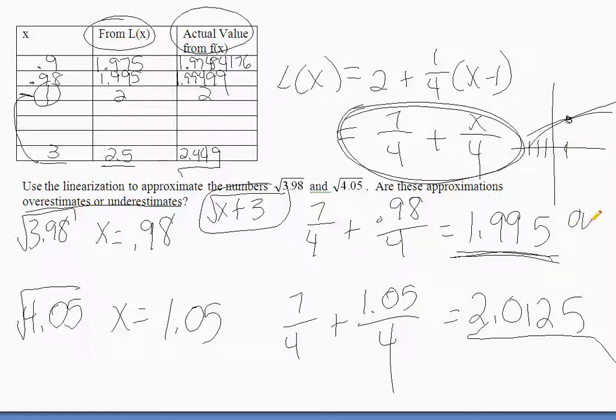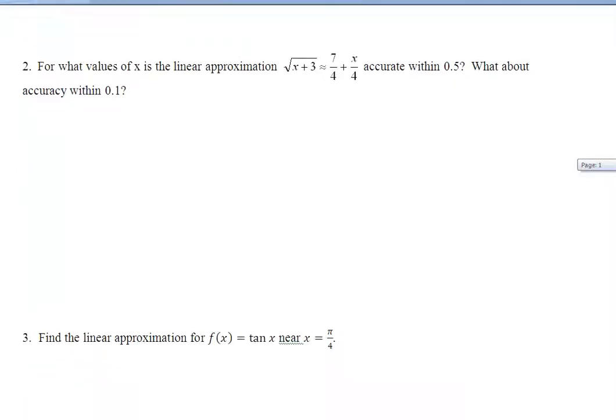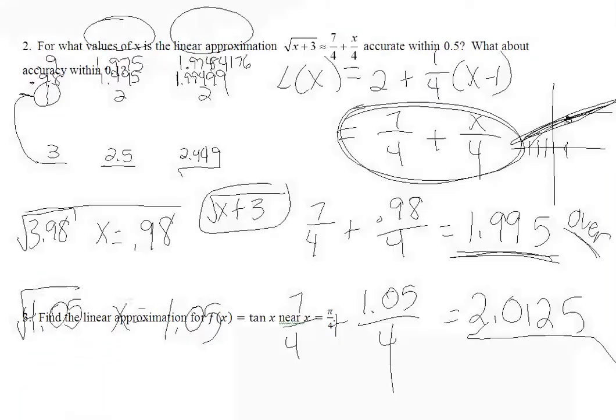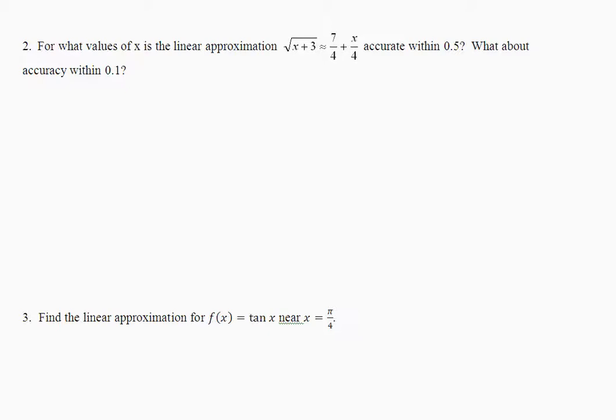Well, it would be over because the tangent line is over the curve at that point. If you look, the tangent line is over the curve. If the curve went the other way and the tangent line was under it, then it would be an underestimate. Okay. So I have another application problem and then just 2 more linear approximations.